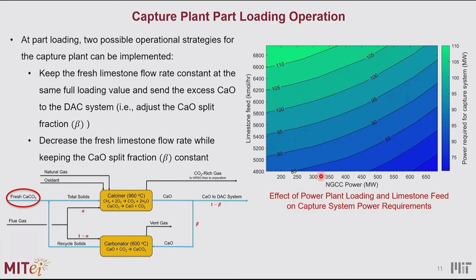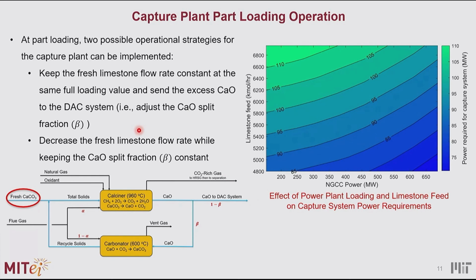If you can see here on this figure, on this heat map, we have the power plant loading on the x-axis, and we have the limestone feed on the y-axis. And then we have this heat map for the power required for the capture system. So if you decrease the limestone feed, basically you're scaling down the system as you decrease the flue gas flow rate, the energy requirements will decrease. So that makes sense. But if you keep it constant at any value, while you're decreasing the loading, the power requirements will increase. So this also makes sense. If you're decreasing the limestone feed, it makes sense that you will be decreasing the power requirements. If you're keeping it constant, the power requirements will increase.